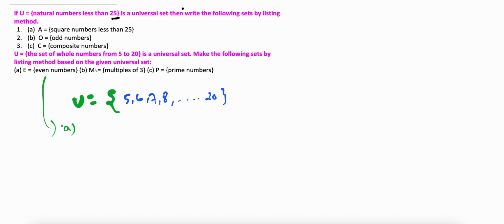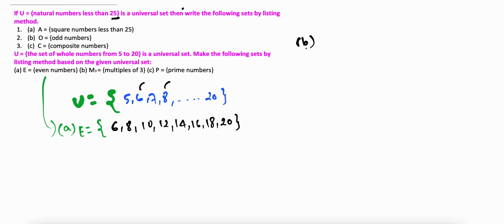Now I am going to solve A. Set E equals the even numbers: 6, 8, 10, 12, 14, 16, 18 and 20. Then the B question is multiples of 3.